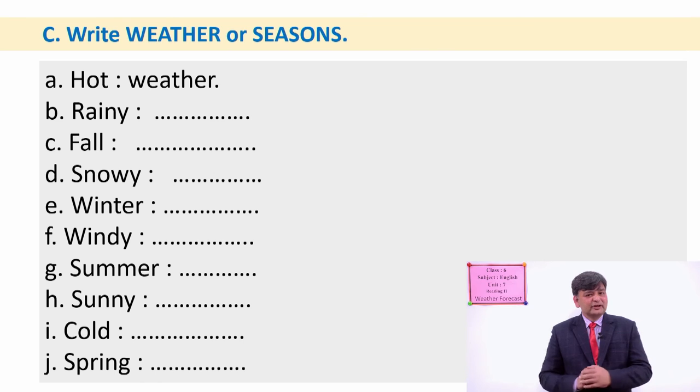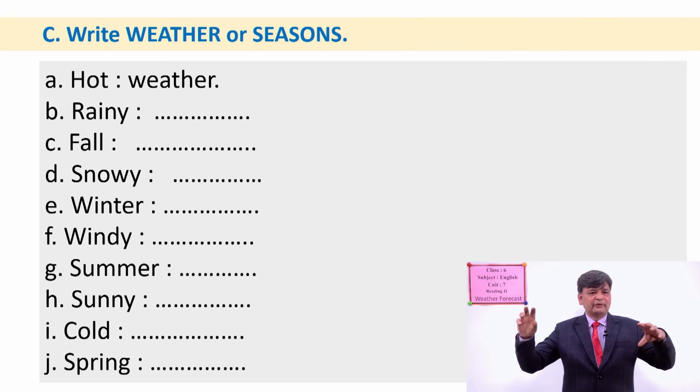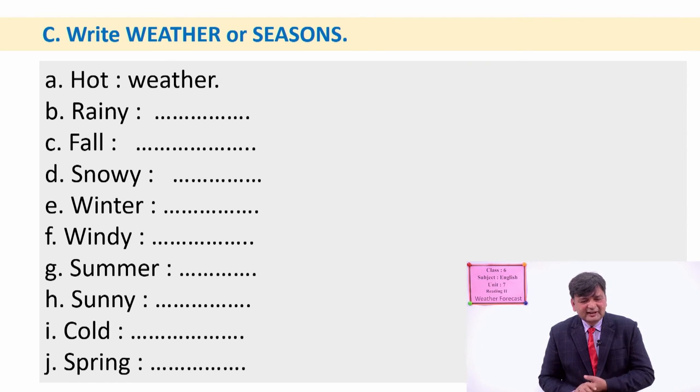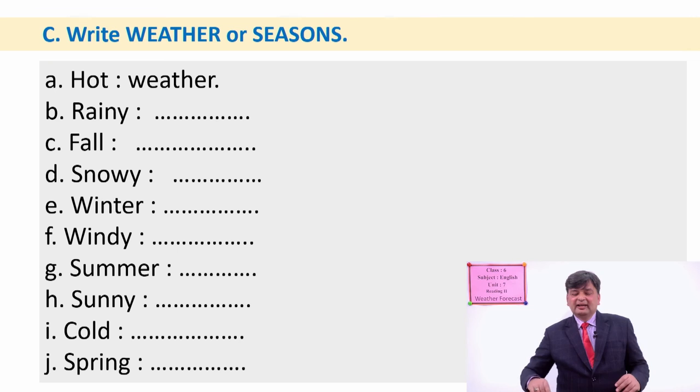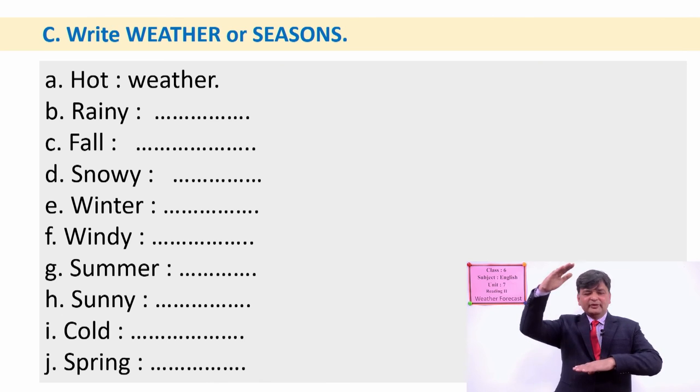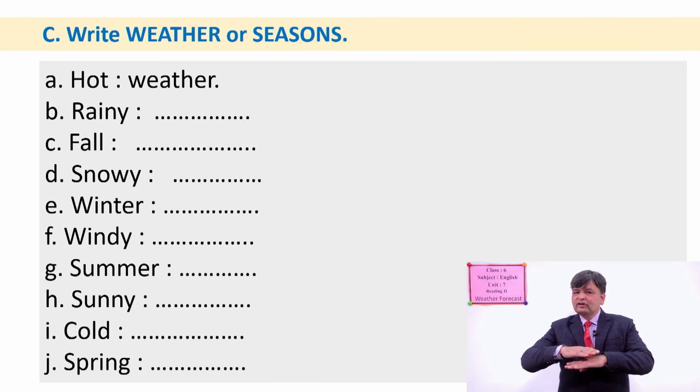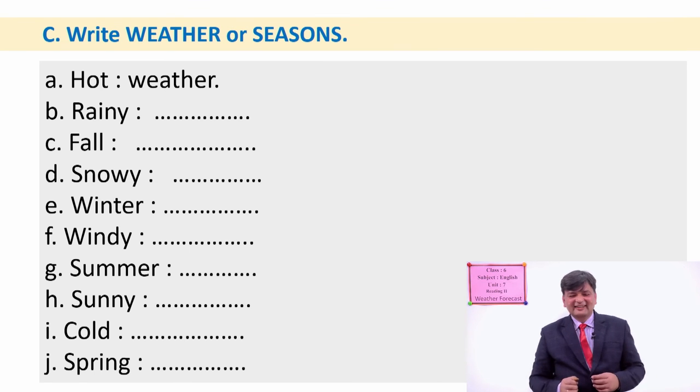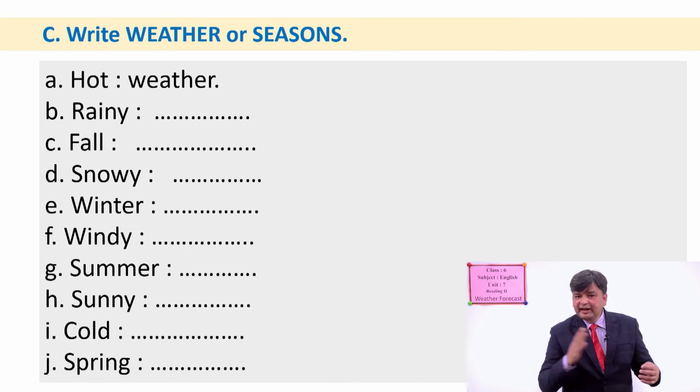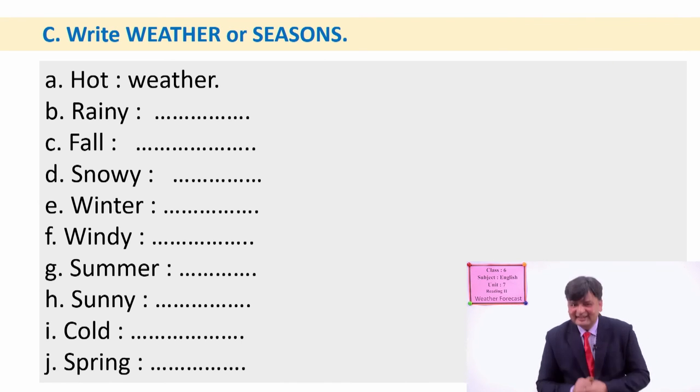Snowy. Snowy, when we have lots of snowfall, and it doesn't snow every time, so snowy must be weather. Good, good. Winter. Winter can be relatively hotter in the equatorial zone, and it can be very cold in the polar zones, right? Away from the equator. Okay? So it's a season. Good, good. Windy. Wind is blowing very quickly. So it's a weather. Good, good.